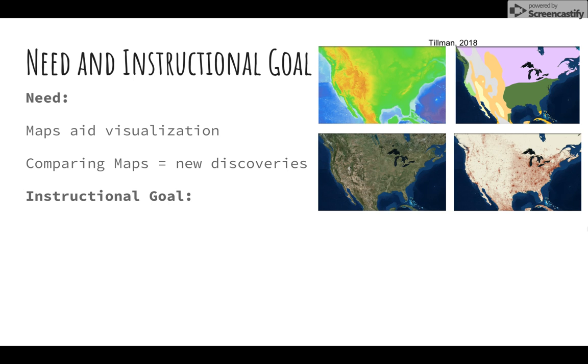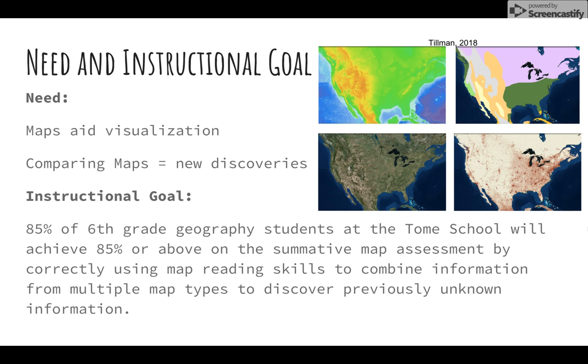So my instructional goal is the following. I want 85% of 6th grade geography students at the Tome School to achieve 85% or above on the summative map assessment by correctly using map reading skills to combine information from multiple map types to discover previously unknown information. So, how am I going to do this?